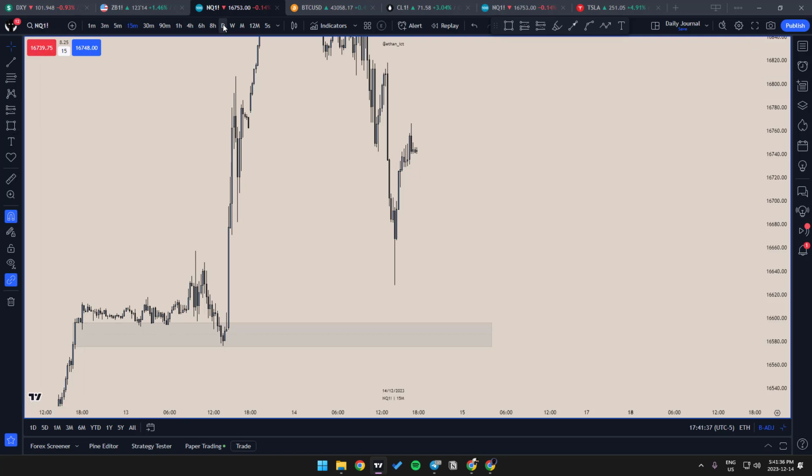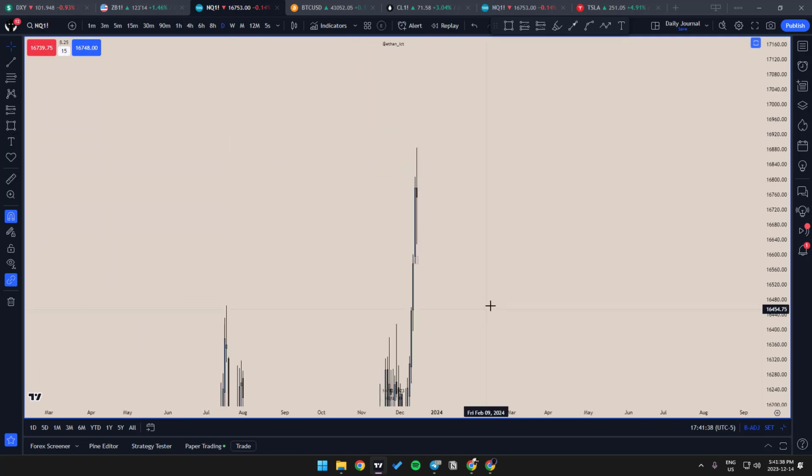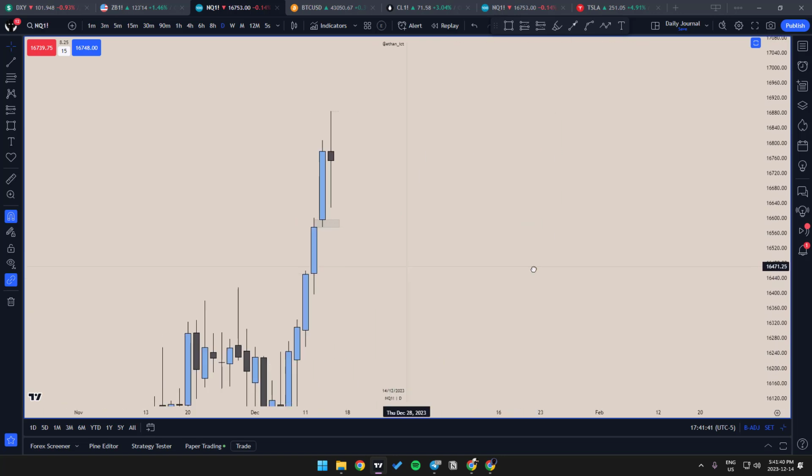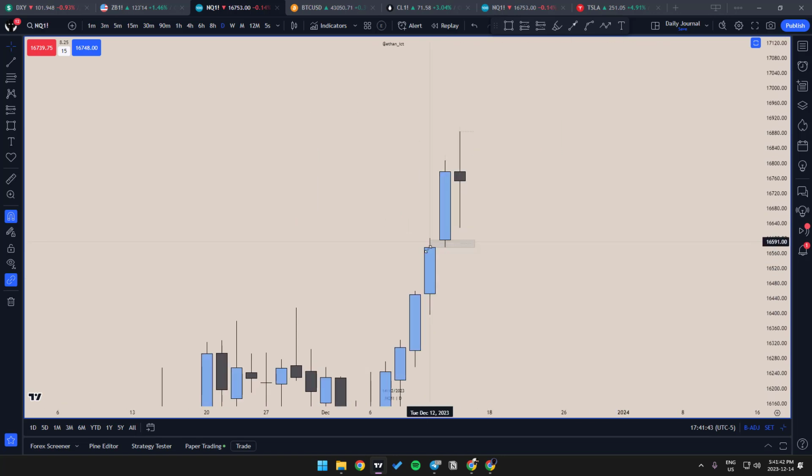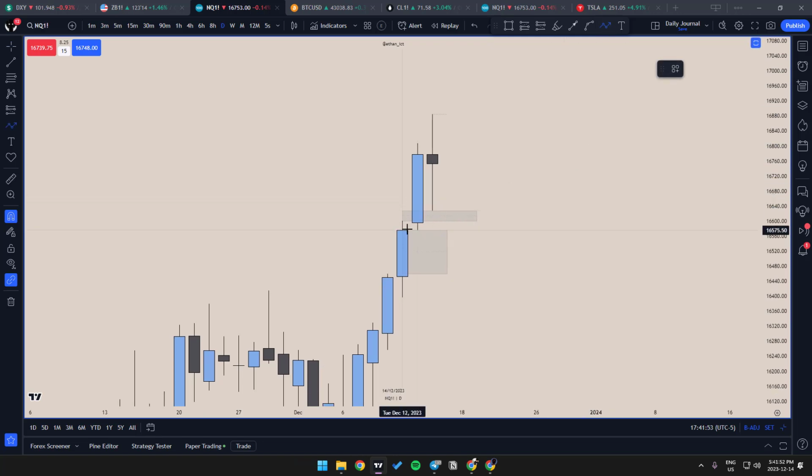Let me go back to the daily. For example, if we're going for this volume imbalance, I'm pretty sure we're going to wick into either this fair value gap, or if we create a fair value gap here, this fair value gap, right? So if we were to trade into this to fill it, most likely we'll go into it.